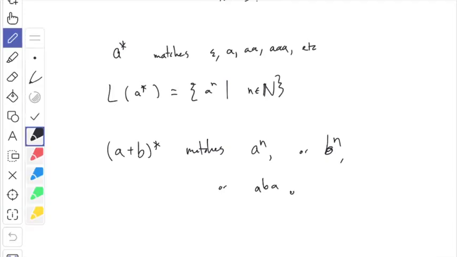Or the empty string, etc. In fact, this matches any string using A's and B's. Anything in {A, B}*. And in fact, that's why we use the star. From day one in this class, we've been using the star to indicate any strings which are made up of the things in this set.